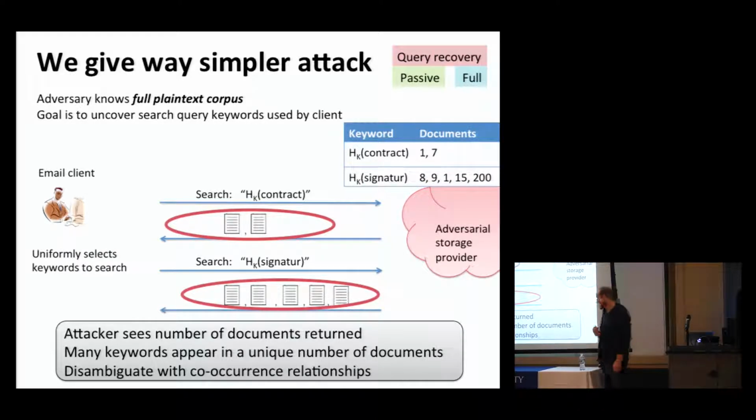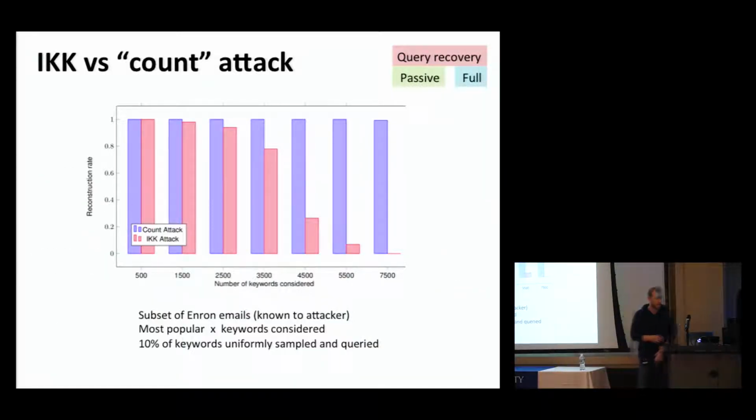And if there is some ambiguity, then you can start using more co-occurrence relationships across different documents to help narrow down the set of possibilities. It's really very simple. And it's very fast, so you don't need to try and solve any NP-complete problems or whatever. You just do some counting in a for loop, and it works quite well. So here's a comparison of the query recovery count attack, what we call the count attack.